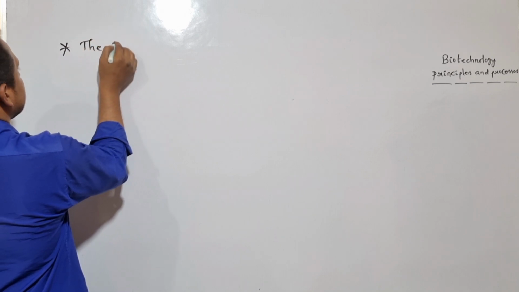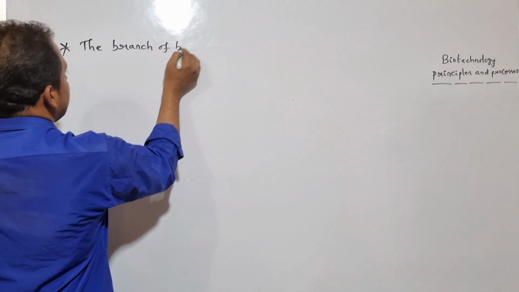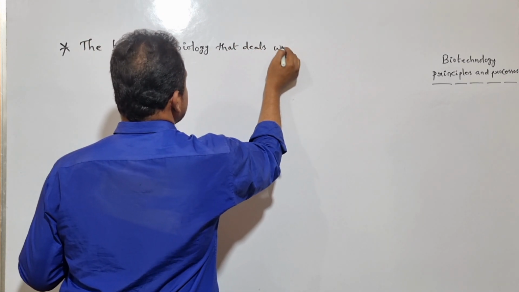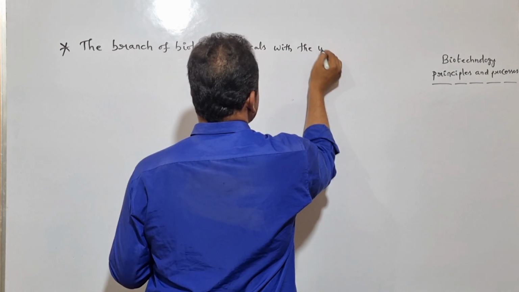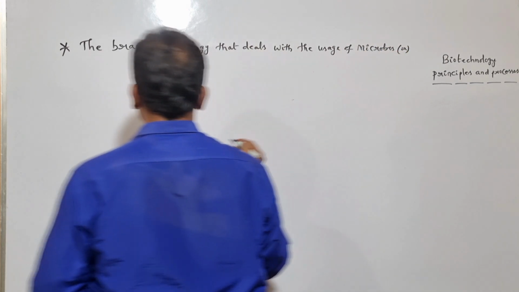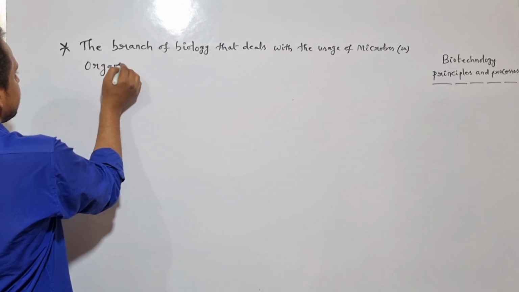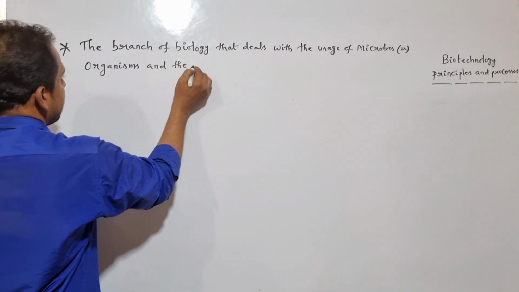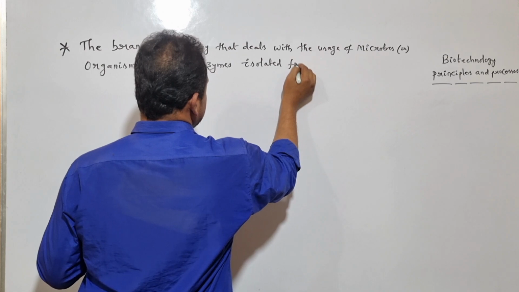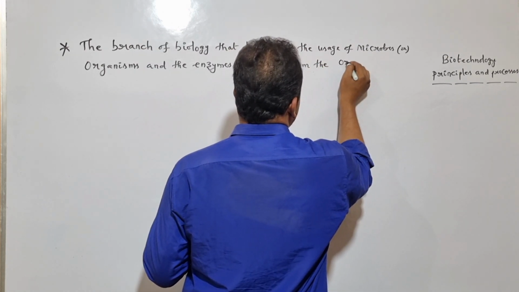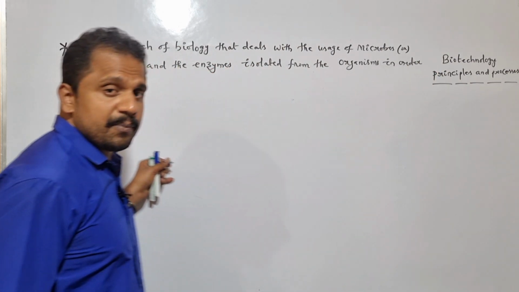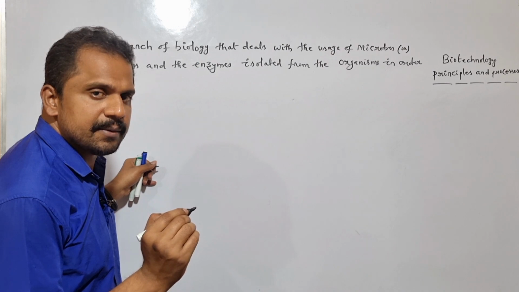The branch of biology that deals with the uses of microbes or organisms and the enzymes isolated from the organisms in order to regulate the production of many of the beneficial products to the human welfare. So it is termed as biotechnology.